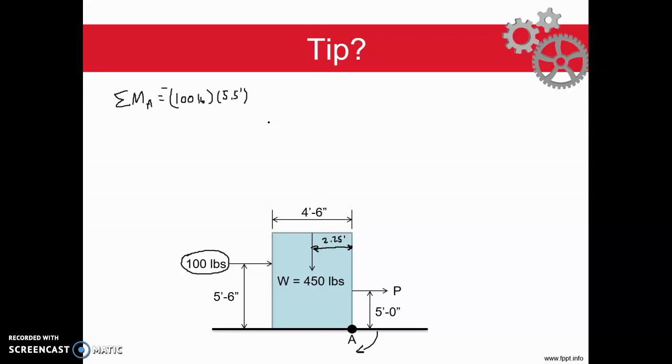Next, we have the 450-pound weight of the box itself. It has a moment arm distance of 2.25 feet. It is going to go in the opposite direction. It is going to cause counterclockwise or positive rotation. And then finally, we have our pulling force P. It's going in the negative clockwise direction, and it has a moment arm distance of 5. And all of that will equal 0. It's all going to cancel out due to static equilibrium.